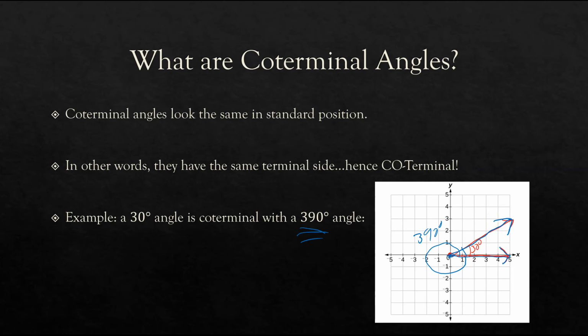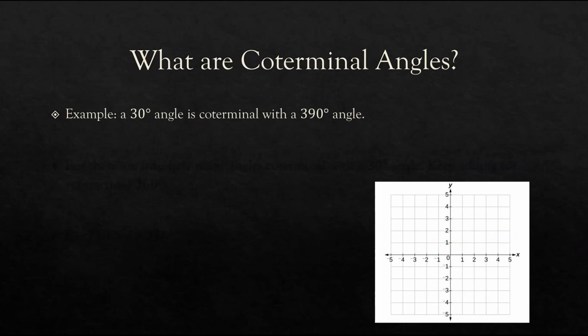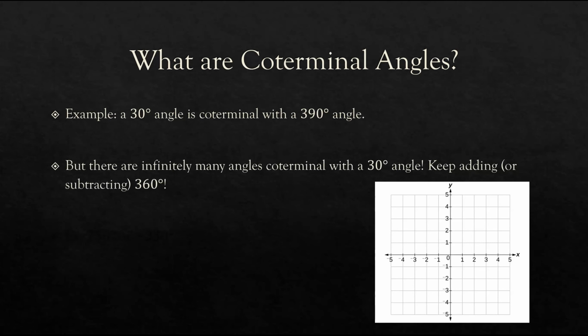So I just added a full rotation, and that means I rotated my terminal side all the way around an extra 360 degrees. That's really all there is to coterminal angles, right? It's really just adding 360 degrees will get you right on top of yourself again. In fact, there are infinitely many angles that are coterminal with a 30-degree angle. You just got to keep adding or subtracting 360, right? Because if you subtract, you rotate in the other direction. So for example, 750 is coterminal to a 30-degree angle.